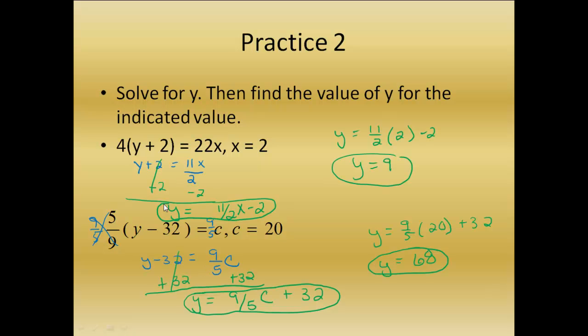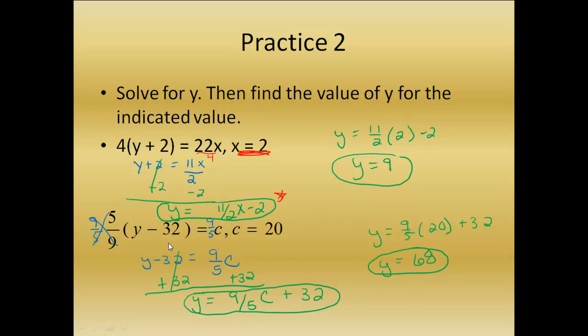On this first one here, I got rid of the 4 by dividing, and when you divide 22 by 4, that reduces down to 11 over 2. And then I subtracted 2. I couldn't combine that 11 over 2x minus 2, so that's my first part. That would be my equation for y. And then I plugged x equals 2 in, and when I solved that out, I got 9.